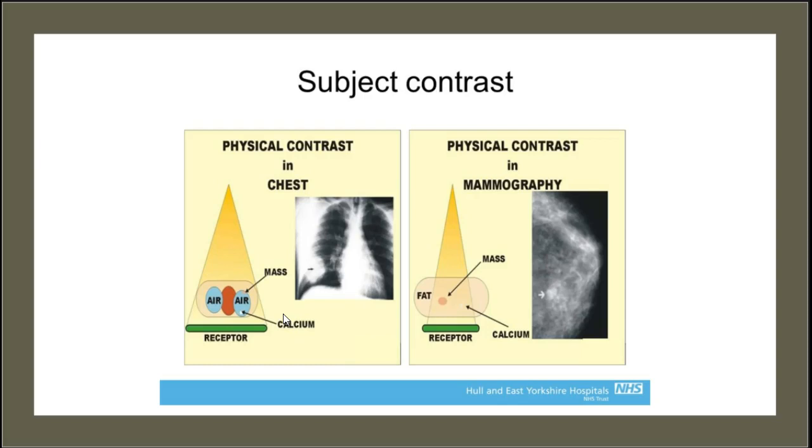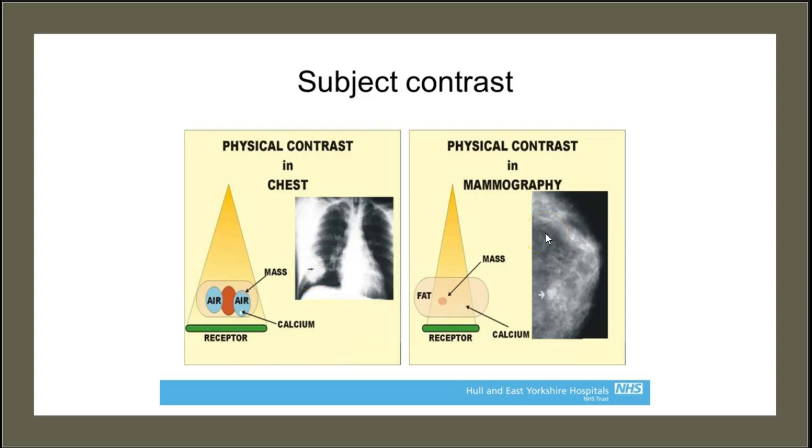Here's another picture just to give you some other references. So, physical contrast within the chest. If you look here, the mediastinum is white. Here's the heart, it's white. The air in the lungs, the photons pass right through, so it's black, whereas the heart, it's white. And there's a mass right there, and it's absorbing our photons, okay?